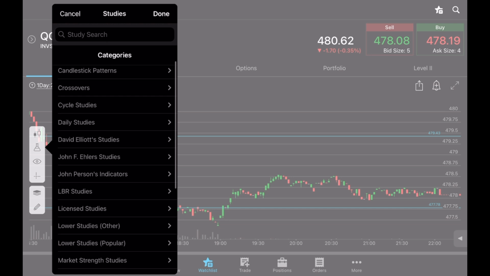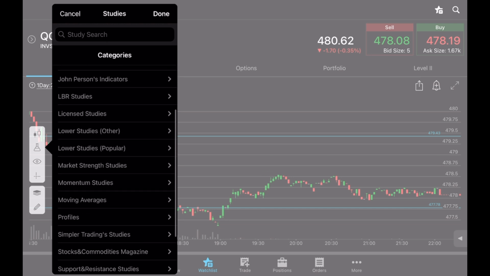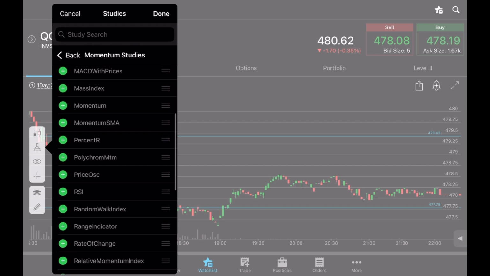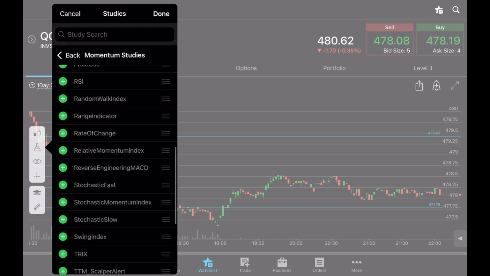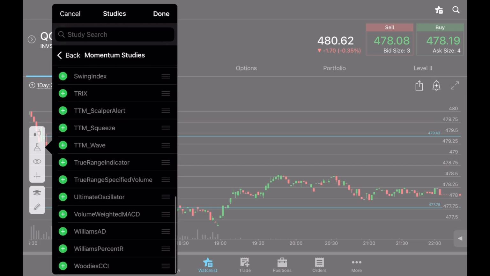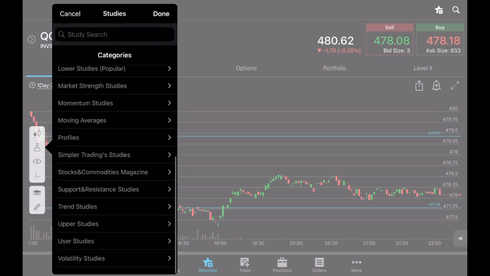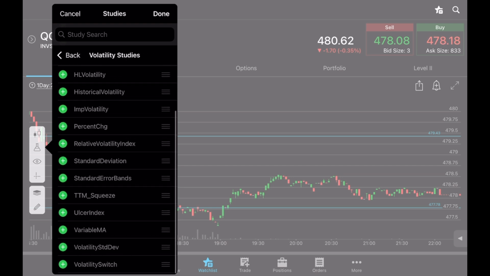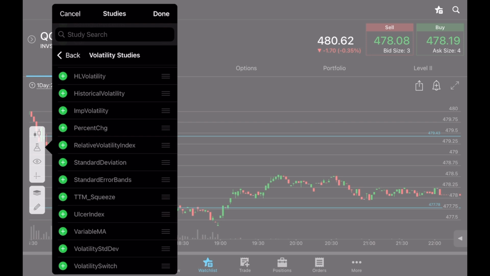I'm going to scroll down. I know some of the more popular ones are going to be under the momentum, and that's everything from the MACD, momentum itself, the RSI, I always use that, stochastic. It's also going to be TTM squeezes under this category, and then of course those volume weighted MACDs, and the true range indicator, the TRI, is going to be good as well. So I'm going to go back, and then we can also take a look at the volatility studies. This is going to show us everything from implied volatility to the TTM squeeze. Once again, you're going to see that percent change, good always to have those indicators in mind when you're charting.